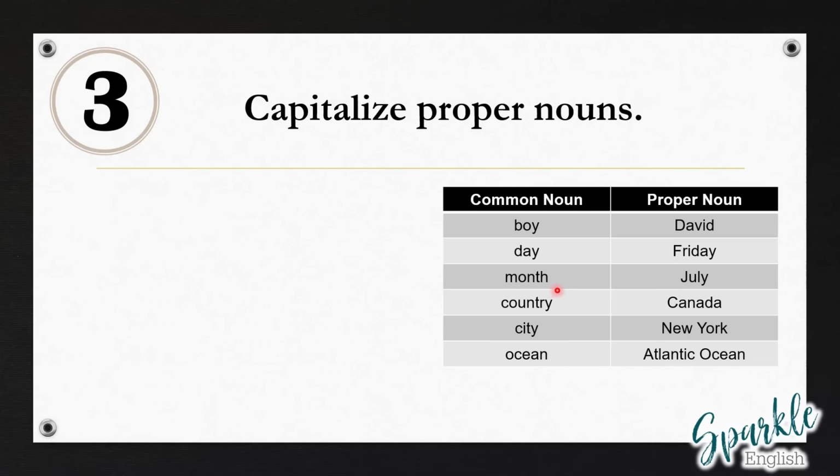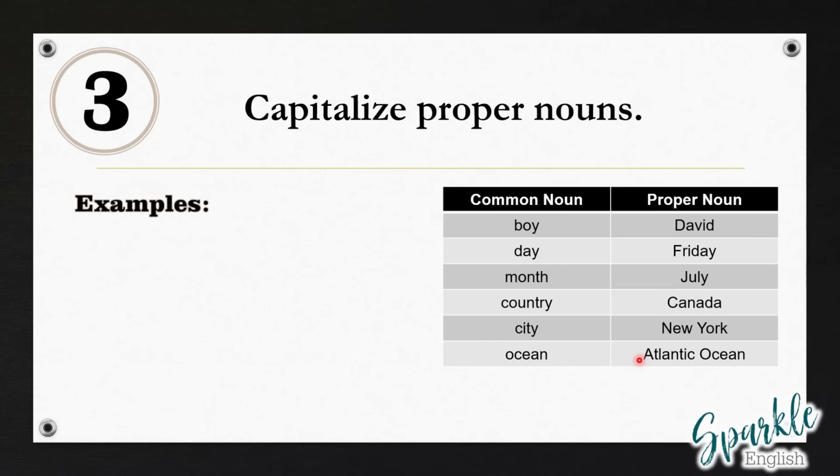Month is a common noun. July is a proper noun. Country is a common noun. Canada is a proper noun. City, common noun. New York, proper noun. Ocean, common noun. Atlantic Ocean, proper noun.